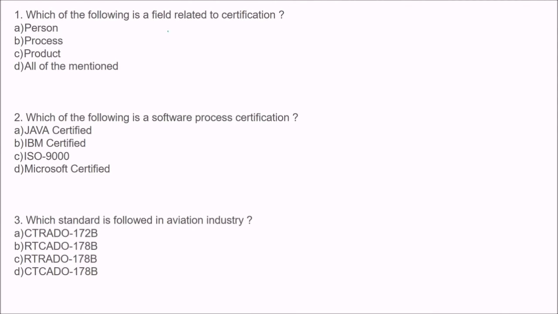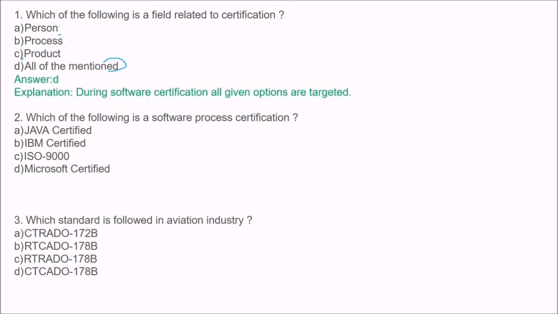Now we'll talk about software certification. Questions on software certification. The first is, which of the following is a field related to certification? Person, process, product, all of them mentioned. The answer is D. During software certification, all given options are targeted, not only one. You'll be tempted to answer process, but these are all related to certification.